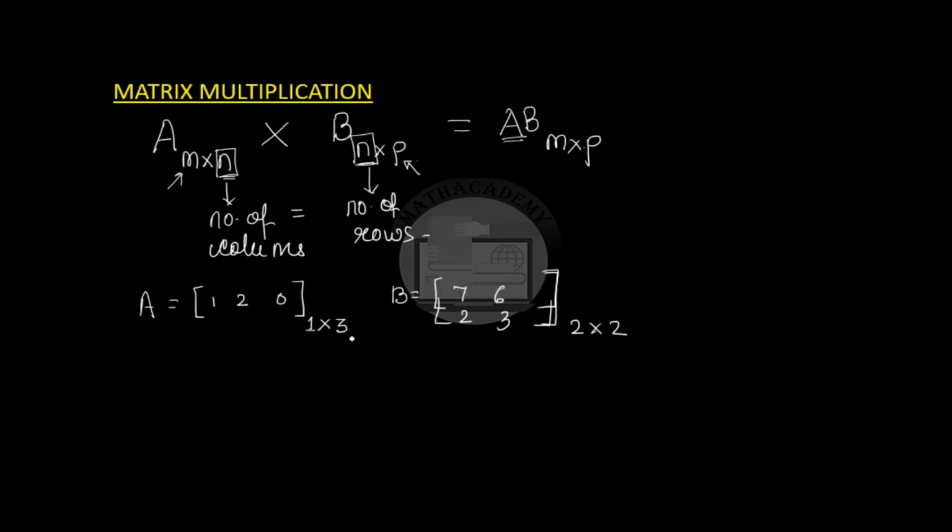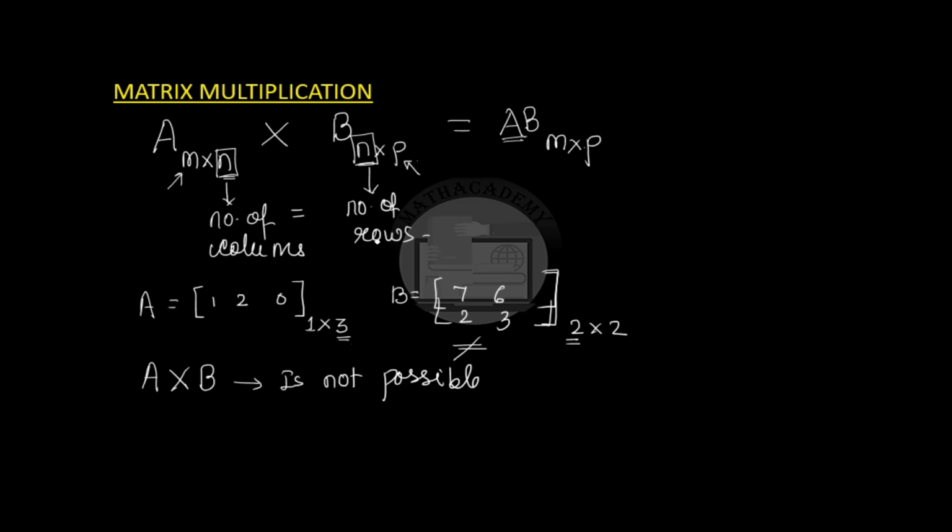Okay, now the question is: is it possible to perform the product of A and B? So what do we have to look at? We have to look at the inner orders. Here it is 3 columns and 2 rows and they are not equal. And so A cross B is not possible for the given matrices A and B here. Okay. So two-matrix multiplication is possible only when the number of columns of the first matrix is equal to the number of rows of the second matrix.